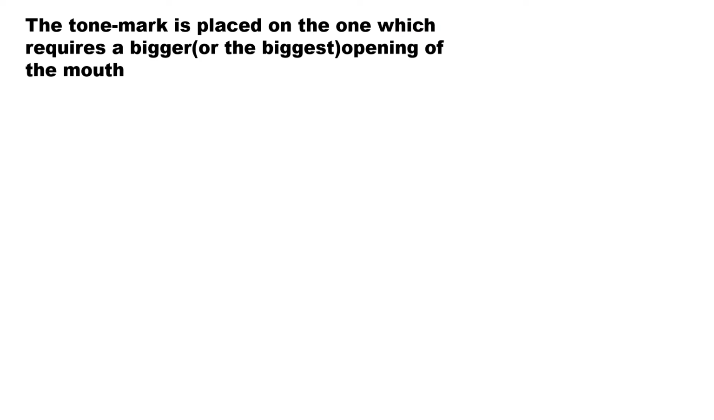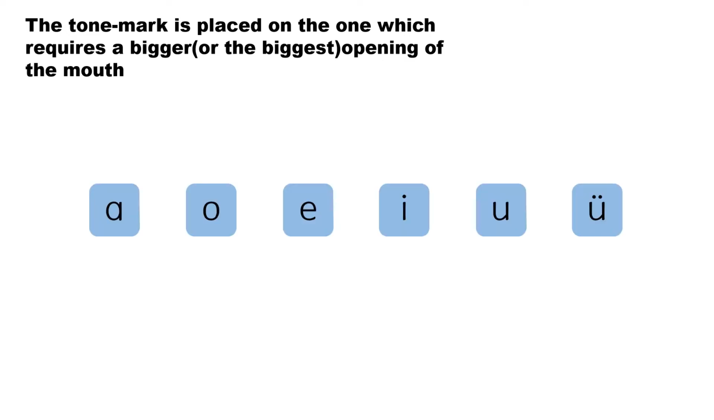If there are 2 or more vowels in the final of a syllable, the tone mark is placed on the one which requires a bigger or the biggest opening of the mouth. The sequence is usually a, o, e, i, u, ü in descending order. For example, in these 3 syllables, hǎo, méi, lóu, the tone marks are put on the vowels which require a bigger opening of the mouth.